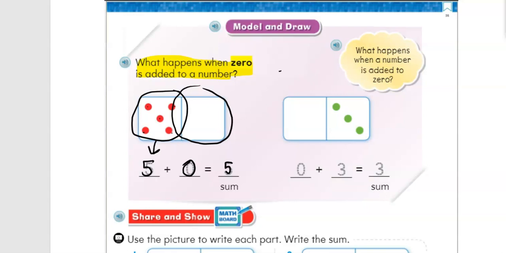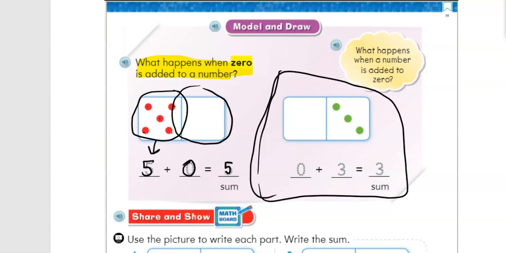This next problem right here shows the same thing. They just started with 0. So I look here, I see 0 plus 1, 2, 3. So if I start with 0 and then I add 3, my total or sum is 3.